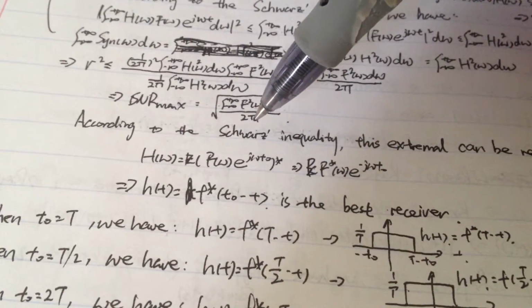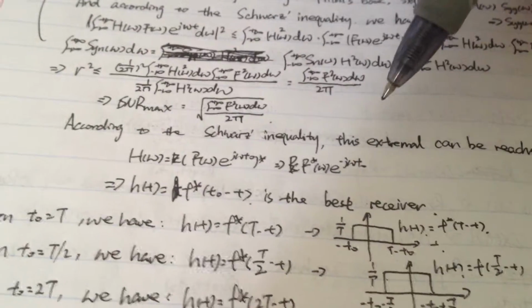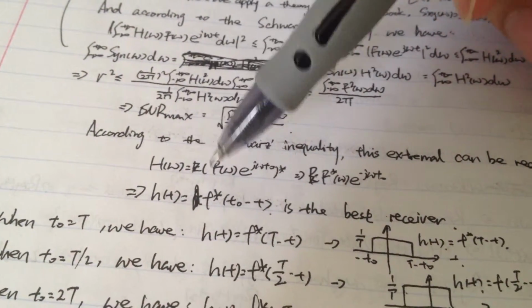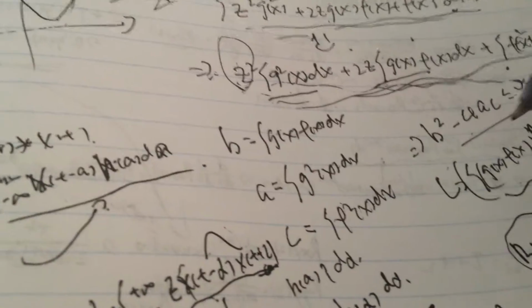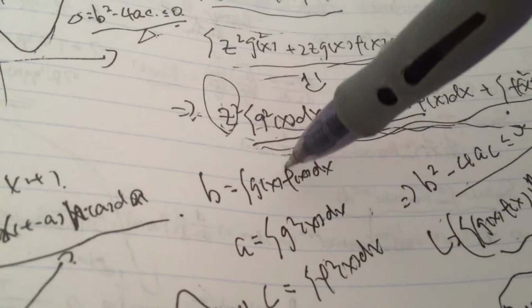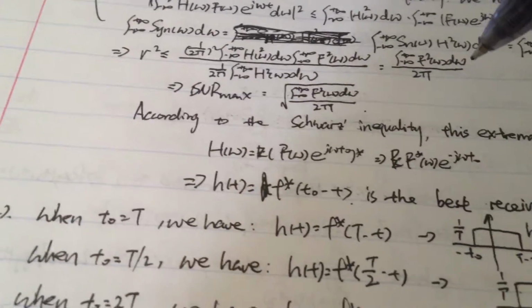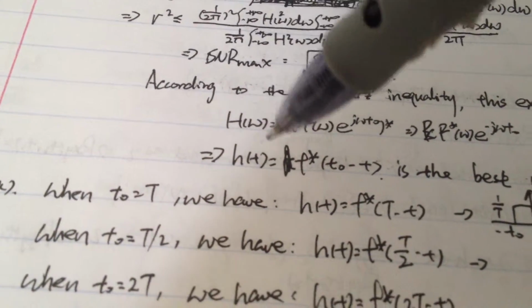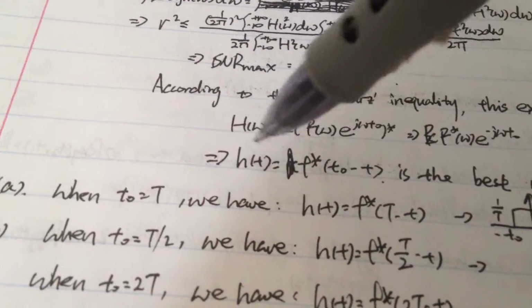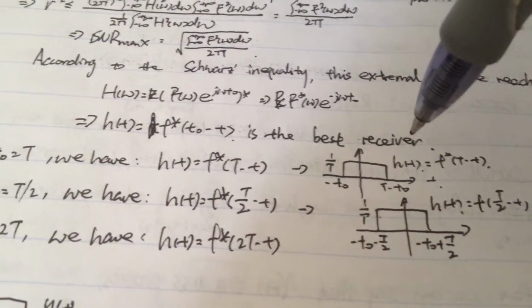And according to the Schwarz inequality, this extreme can be reached if and only if H of omega equals this part, which means that in this equation, the G of x should equal F of x, and so we take the inverse Fourier transform on both sides, so that h of t should equal this part, and so this is the best receiver.